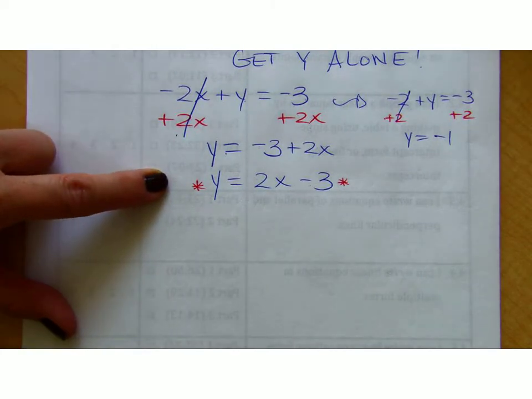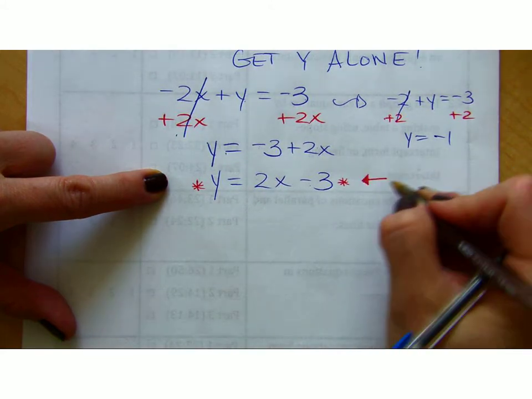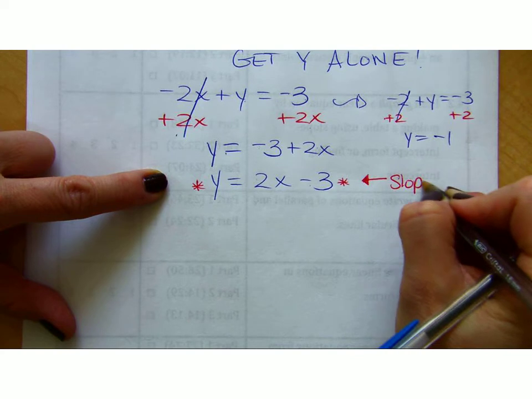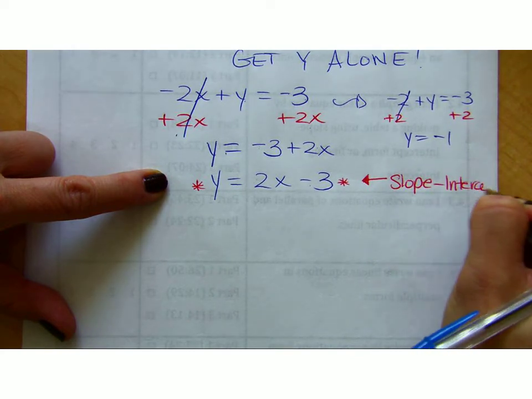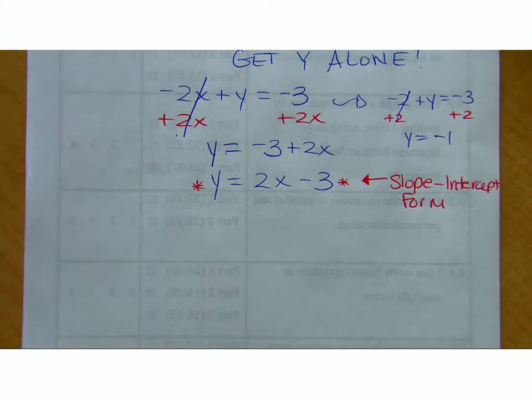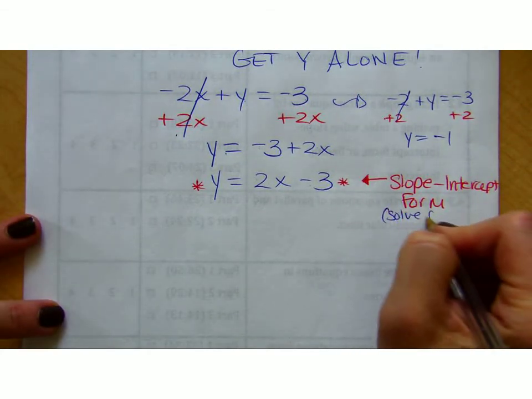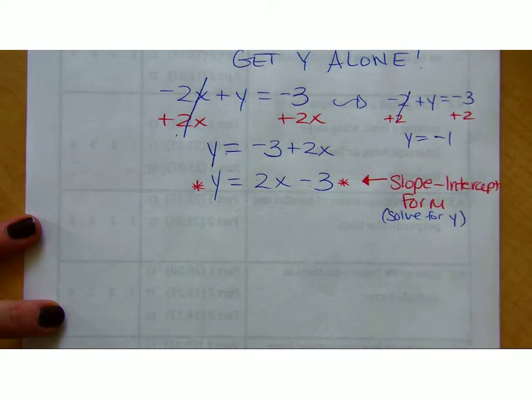Okay? So getting y alone is a must in algebra. And guess what? There's a fancy way to say that. Does anybody know the name of this form right here? This is called slope intercept form. And we're not going to get into the specifics of it yet, but I know you probably heard y equals mx plus b a little bit last year, right? Okay. So solve for y means put it in slope intercept form. That's a fancy way of saying it.